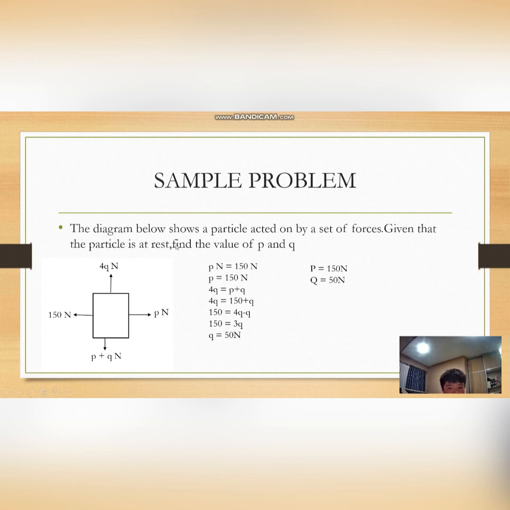But this is not the answer, because the question asks for the values of P and Q. We must write the values of P and Q. We get right here: P is equal to 150 Newton and Q is equal to 50 Newton.